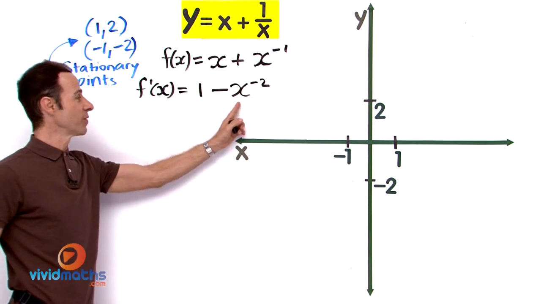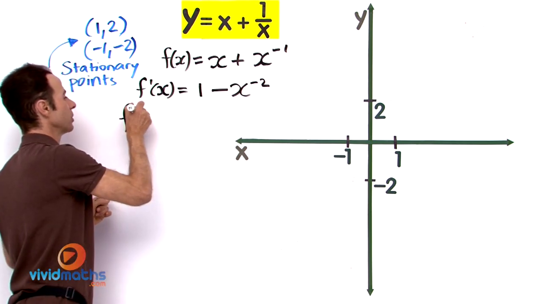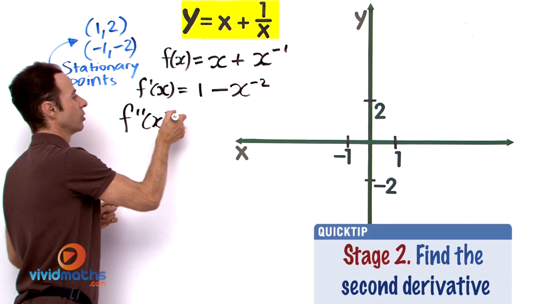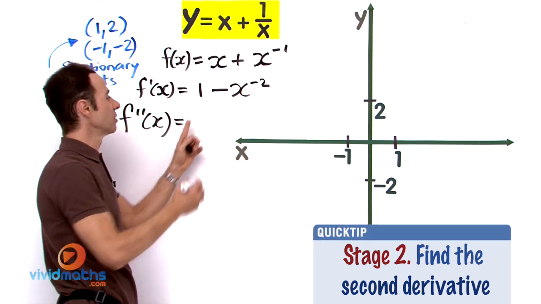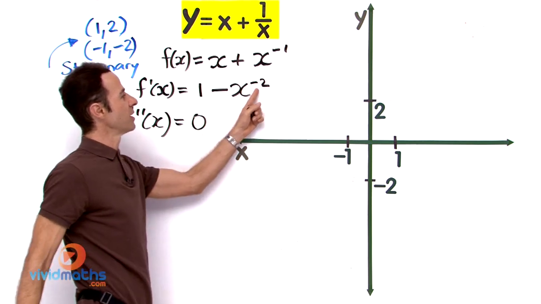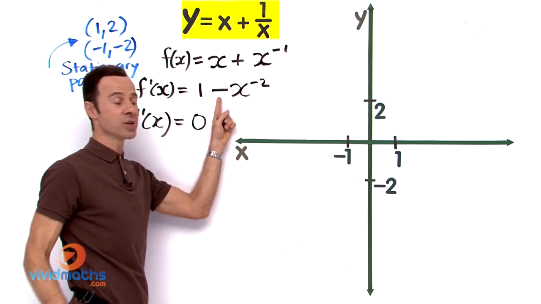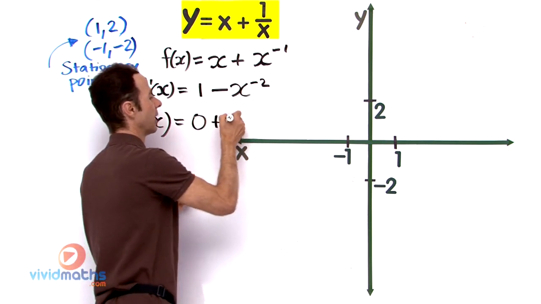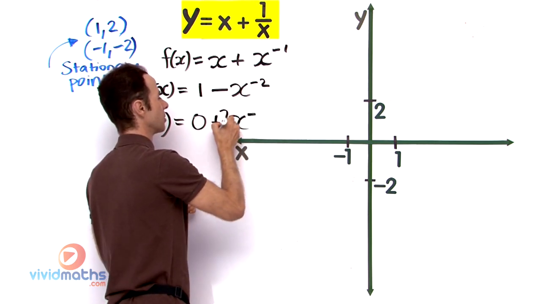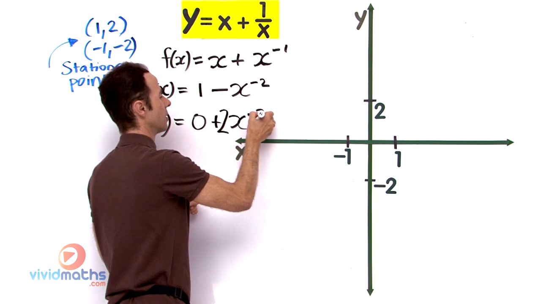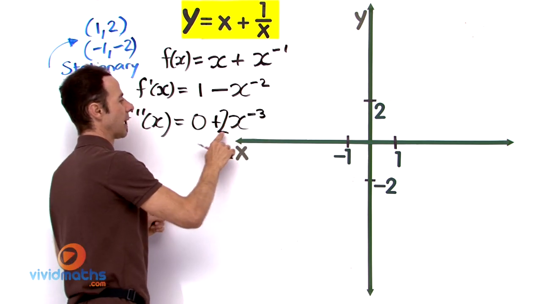Here's our first derivative. So f double prime, the second derivative, equals differentiate 1, that's a constant, so that's going to be 0. And we have a negative 2 comes to the front, becomes positive, so that's plus 2 x, drop the power by 1, to the negative 3. So that's plus 2 x to the negative 3.